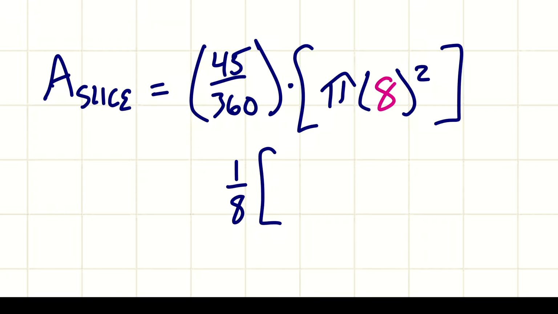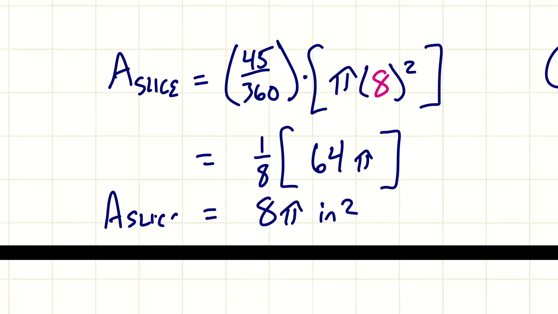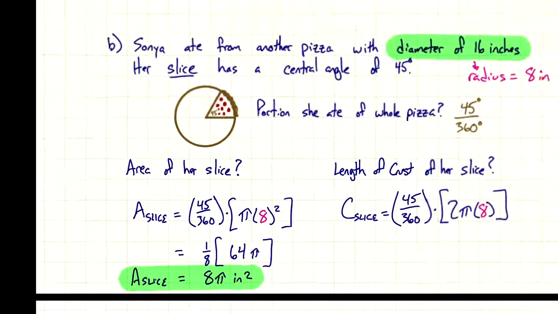And then 8 squared is 64 pi. All right, so then we could simplify 64 divided by 8. And we end up with 8 pi inches squared. So that's going to be the area of, this is the area of Sonia's slice.